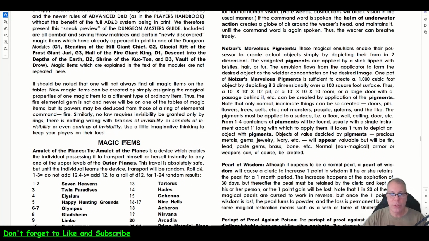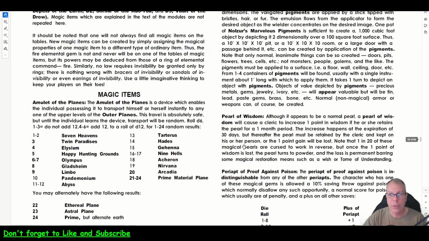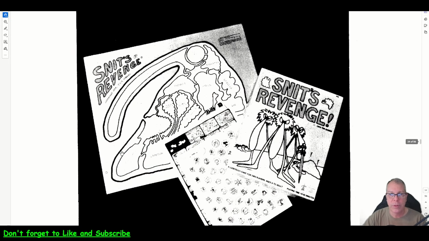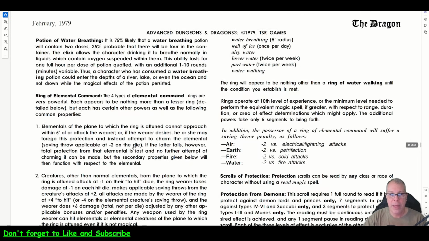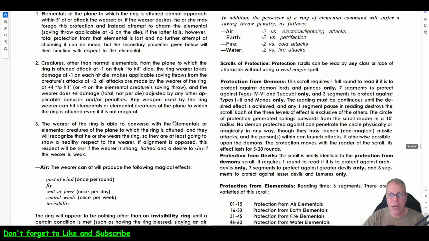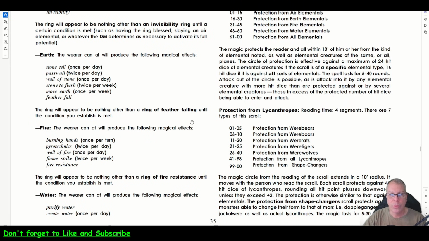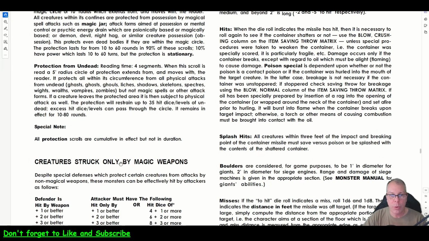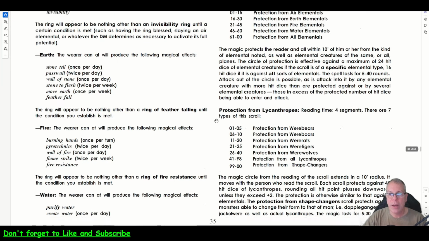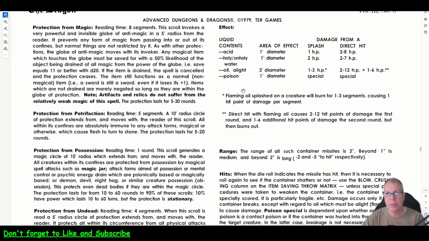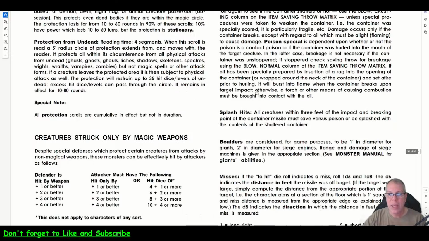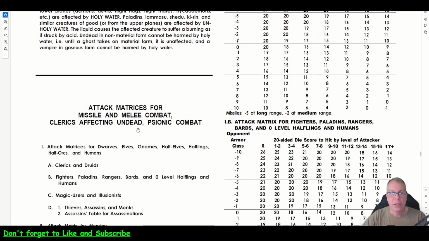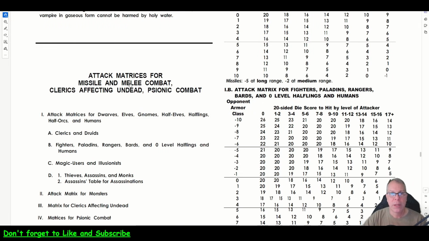And here's the preview. So he's got a preview of some magic items like the Pearl of Wisdom, the Amulet of the Plains, Hammer of Thunderbolts, which is what we all love. There's an advertisement here. And then on the next page, we've got more magic items, some protection scrolls. We've got the Ring of Elemental Resistance. And then we get creatures struck only by magical items. We've got some tables with some contents of some oils and acids. And finally, on the next page, he put some attack matrices in. So we finally get some attack matrices that got put in.